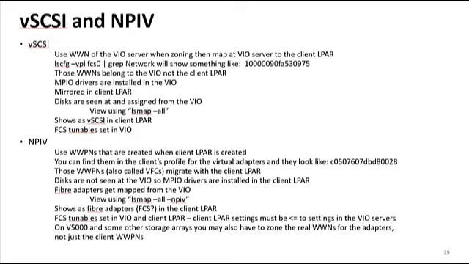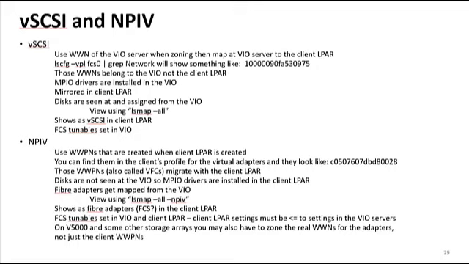NPIV is different because we're going to use the worldwide port numbers that are created when we create the client LPAR. When you create the virtual adapters, which are the virtual fiber client adapters in the client profile, at that time it actually creates the virtual worldwide port numbers. And like I said, it creates them in pairs for each adapter number. Since the VIO server doesn't see the disks, any MPIO drivers will have to be installed in the client LPAR. That's the same with any device drivers as well. And you monitor them by basically looking at lsmap -all -npiv.